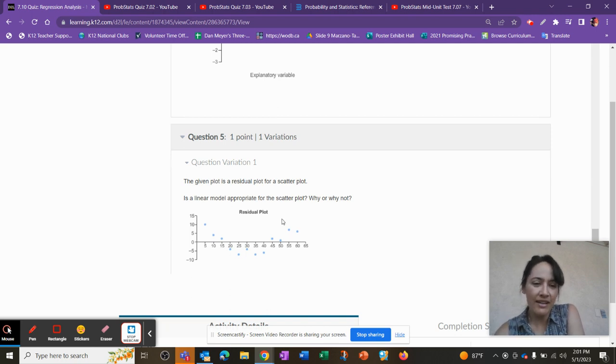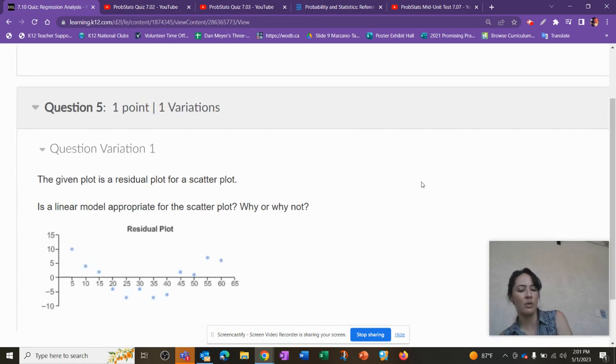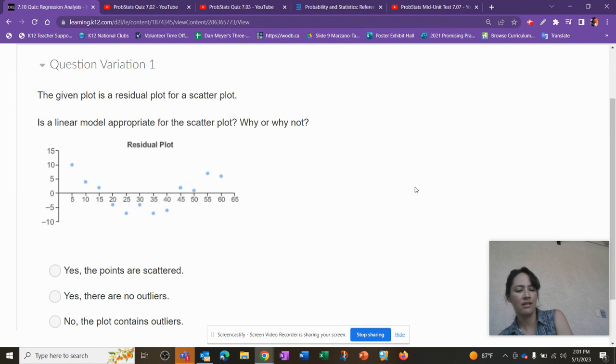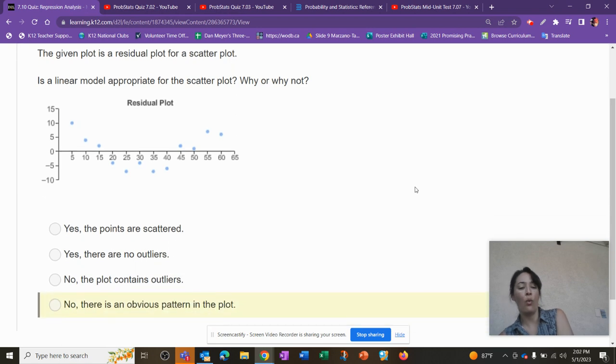Last question. Here is a residual plot. Ooh, is the linear model appropriate for the scatter plot? Why or why not? What do you think? What do you think about this residual plot? Does it feel curved? Wow, those are some hardcore answers. No, there's an obvious pattern in the plot.